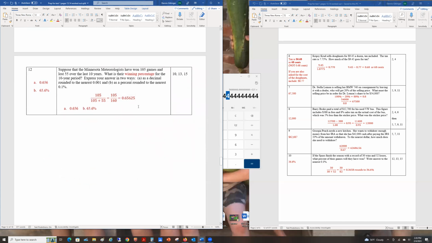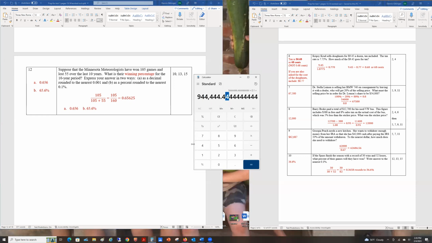Number 12 is a very similar problem to the Spurs winning and losing. In this case, they won 105 and lost 55 over the last 10 years. Okay, well, if I want their losing percentage, I'd put 55 up there. But if I want their winning percentage, I put the number of games won divided by the number of games played. And 105 wins and 55 losses means they played 160 games. So I take my handy dandy calculator and I take 105 divided by 160.